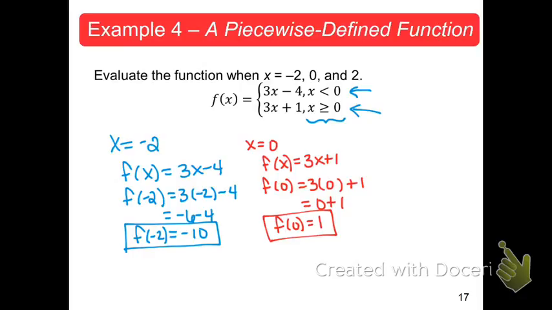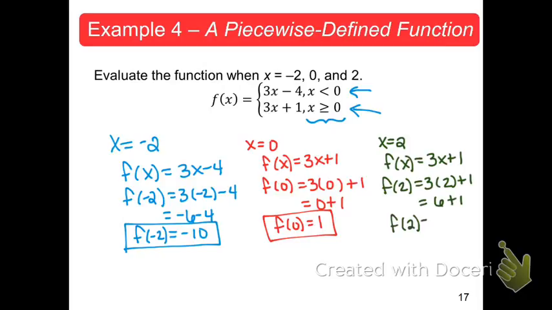And then it says also to find when x is 2. Well, is 2 less than 0, or is it greater than or equal to 0? It's greater than or equal to 0, so we're going to use the second equation there. So we're going to use when f of x is equal to 3x plus 1. We're going to plug in that 2, and we're going to work that out. So 6 plus 1. So we know that f of 2 is equal to 7.